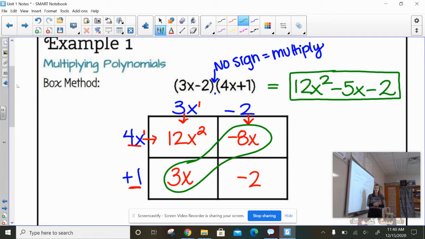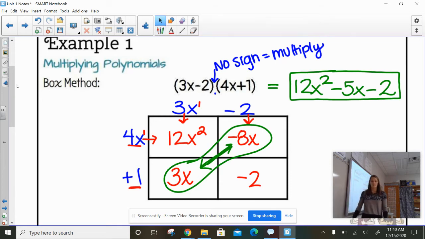Okay, so just to recap what I did, take each of your parentheses, set them along the top and along the side, multiply to get everything inside of the box, combine these two terms right here. These will be your like terms. Okay, and get your final answer.